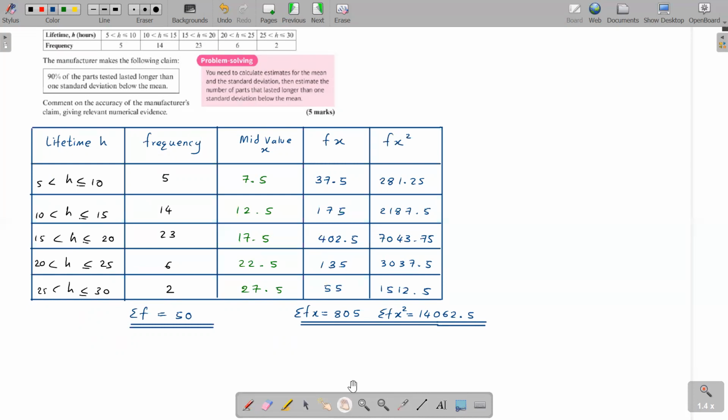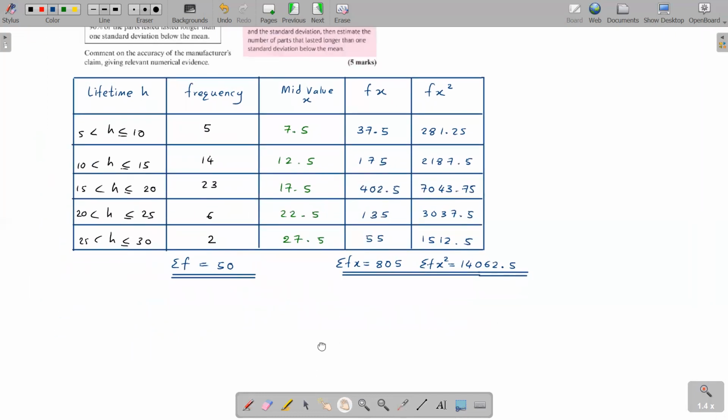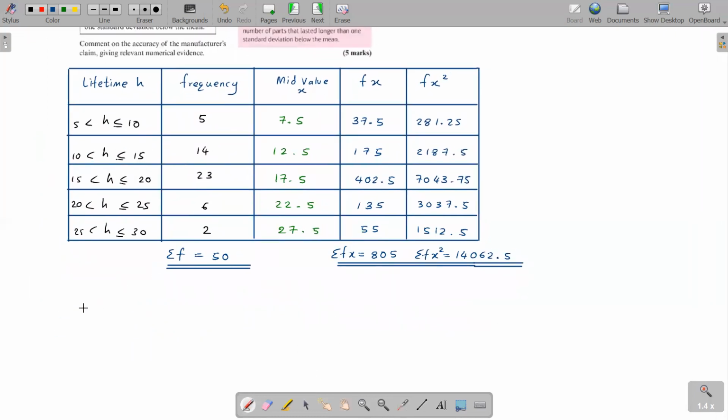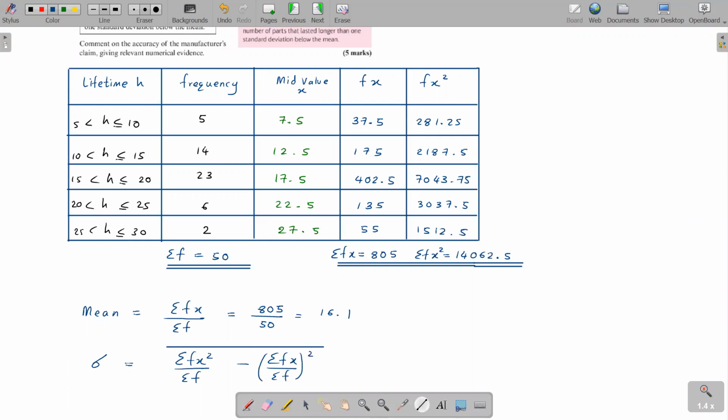Okay, so now it's time to apply it to our equation. First, let's find the mean and the standard deviation. What's the mean? Mean equals sigma fx over sigma f. Sigma fx is 805 over sigma f is 50. Answer is 16.1. Then let's go for the standard deviation sigma. Sigma is the square root of sigma fx square over sigma f minus sigma fx over sigma f, whole thing squared.